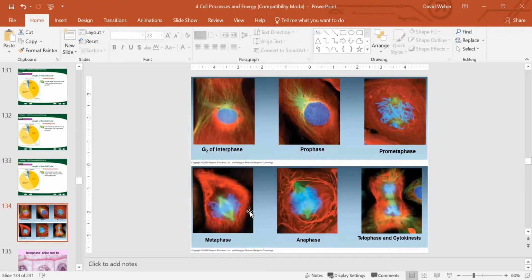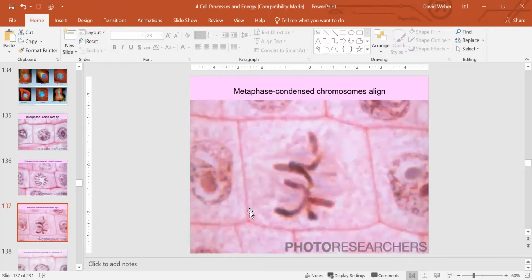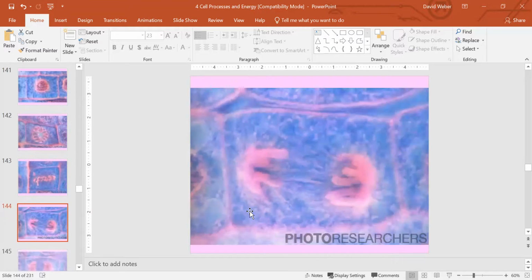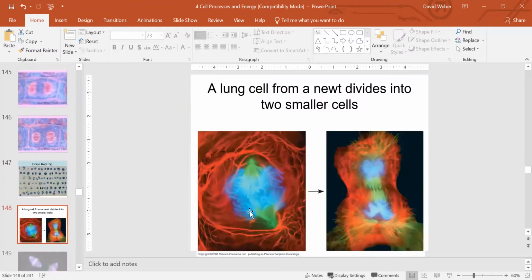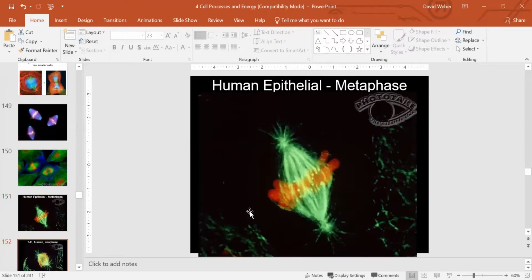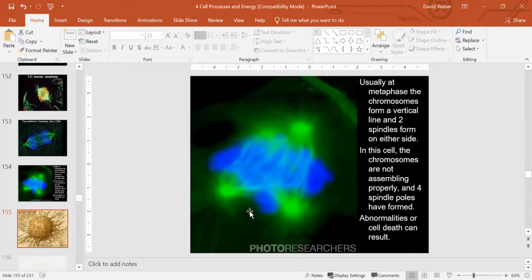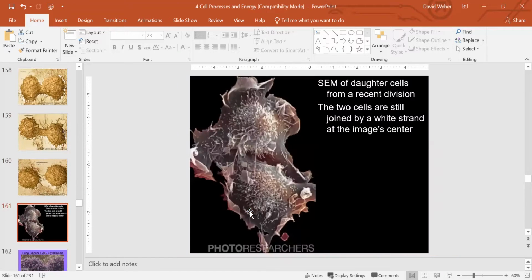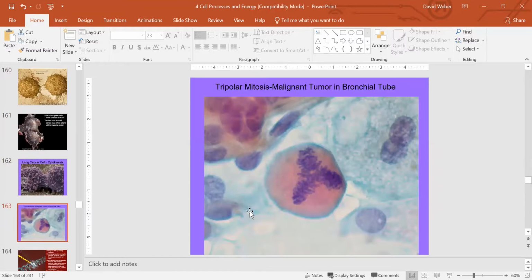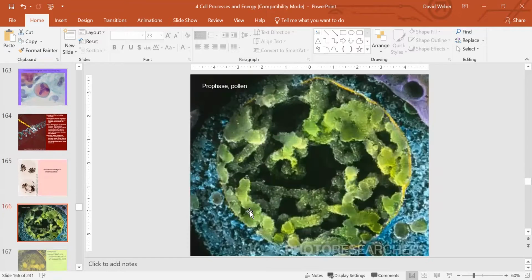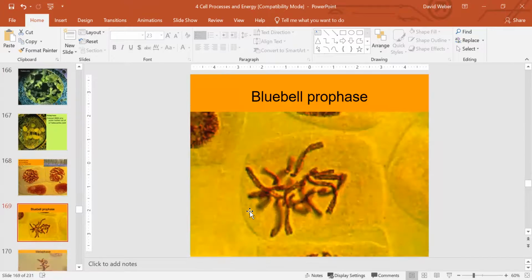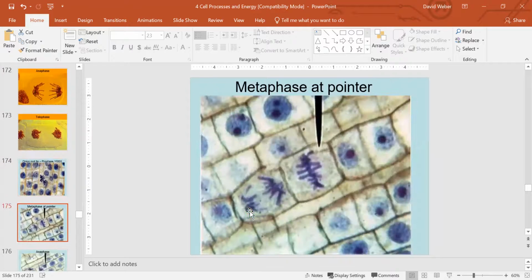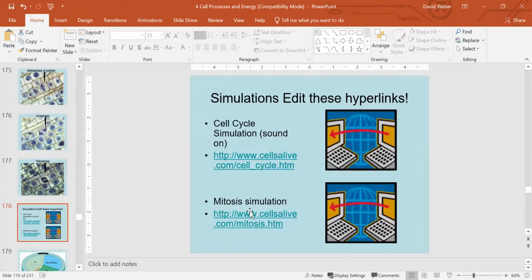So here we have more pictures. Lots of pictures, okay? I'm just going to zip through them really quick. Feel free to look at these on your own. These always amaze me. It's so cool.